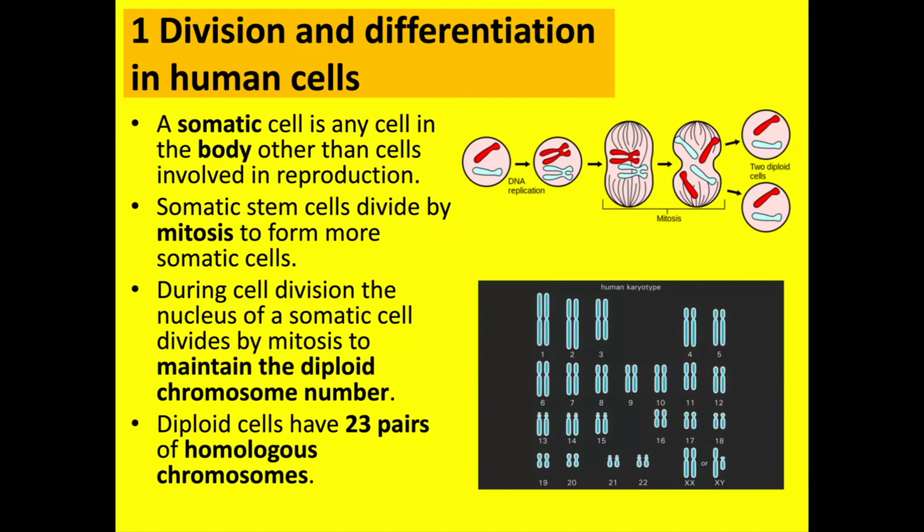So the first thing we need to establish in this topic is the two main types of cells that we have in the human body and a little bit about how they divide and their various features and characteristics.